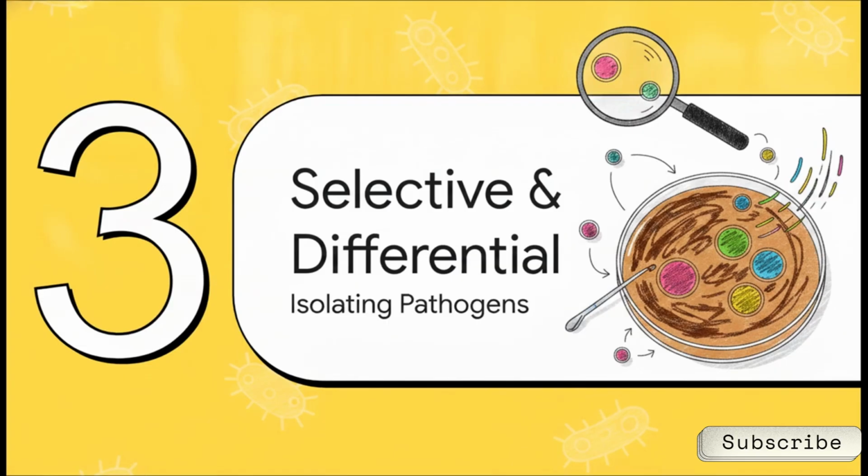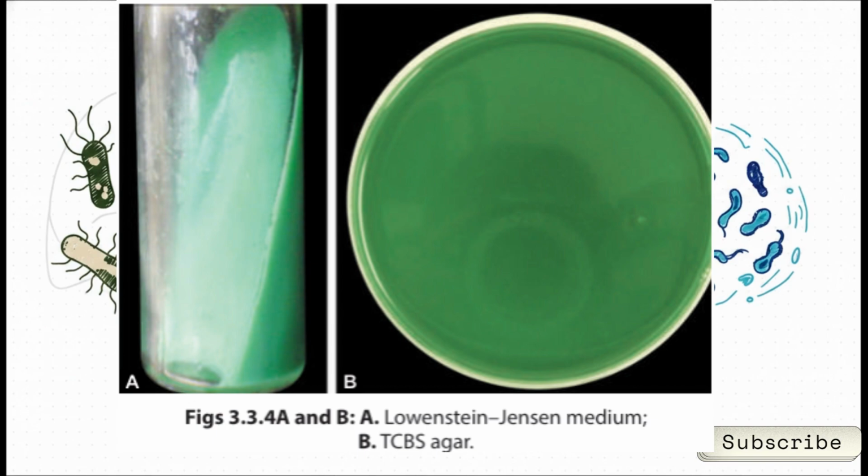Okay, Section 3, Selective and Differential Media. Building on that concept of isolation, how exactly do we pinpoint specific pathogens on a solid plate when we're dealing with heavily mixed samples, like stool or sputum? That's where selective media comes in. These are solid plates explicitly laced with inhibitory substances, and you really need to be able to identify these on sight. For example, if you see a stark, opaque green slope in a tube, that is Lowenstein-Jensen, or LJ medium, made specifically for isolating Mycobacterium tuberculosis. Compare that to a translucent deep green plate. That's TCBS agar, used exclusively for pinpointing Vibrio species.